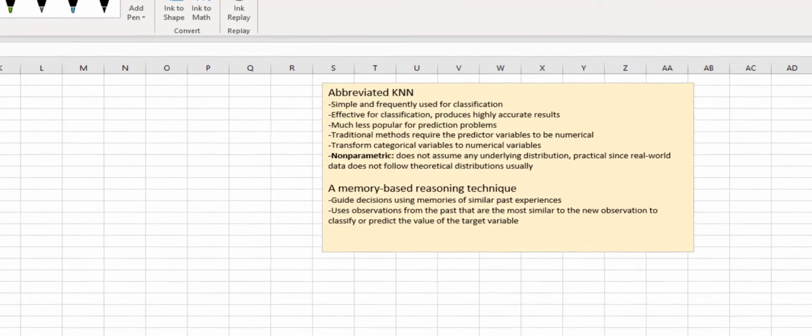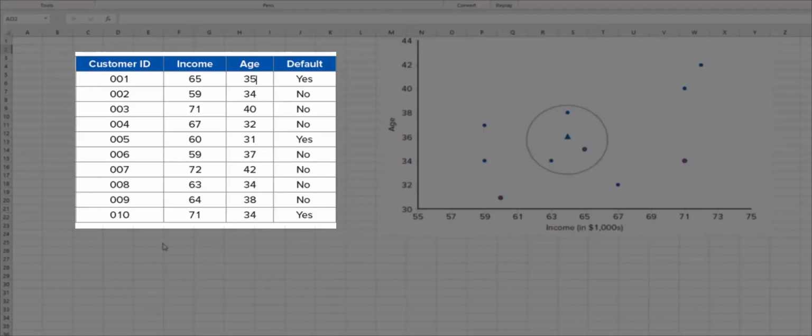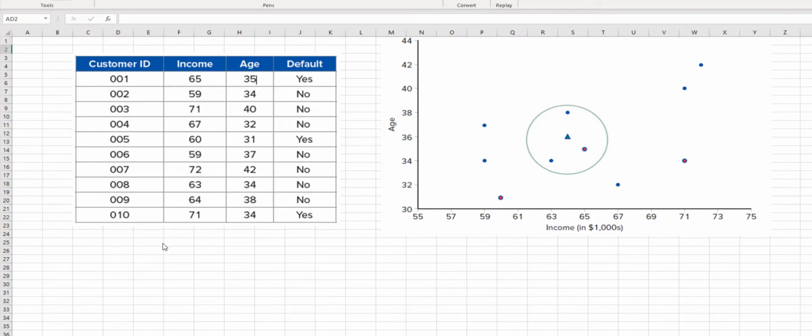So to make this more clear, I have one example here. You see here the data from a mortgage company, and this company is trying to determine whether or not a new applicant is likely to default on his or her home loan. The new applicant is 36 years old and has an annual income of $64,000. The mortgage company extracts information from 10 previous customers with similar income.